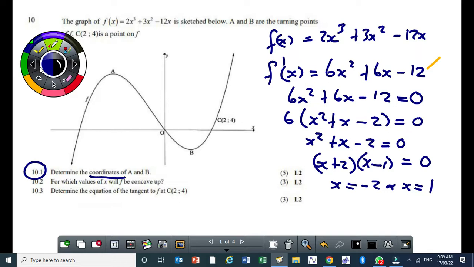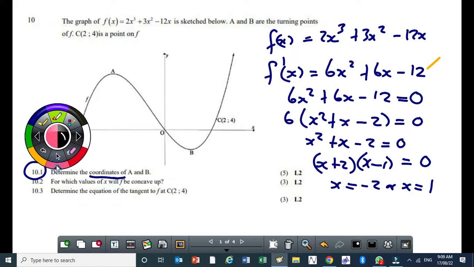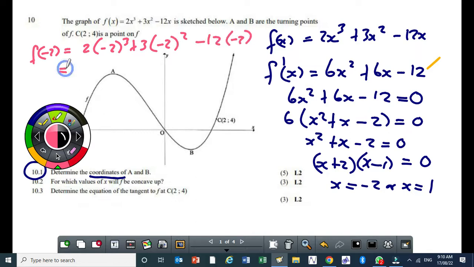Then we need to find the y values. We need to find the y values, so we have to substitute into the original function. So what will be f of minus 2? That will be 2 times minus 2 cubed plus 3 times minus 2 squared minus 12 times minus 2. Alright, so then that will give us 16, and that will give me positive 12, and then we get positive 24. So I'll get 40, then this will give me 52. So when x is minus 2, y is going to be 52. Are you following that?